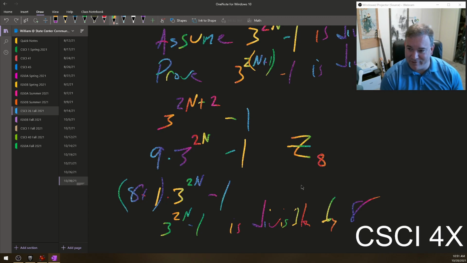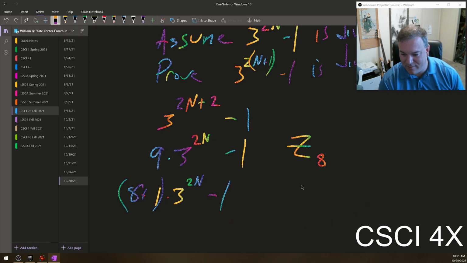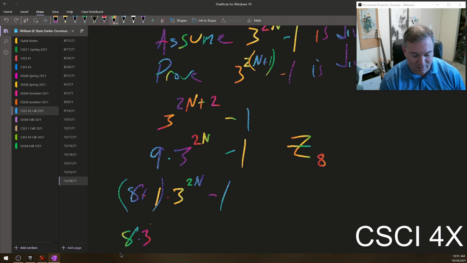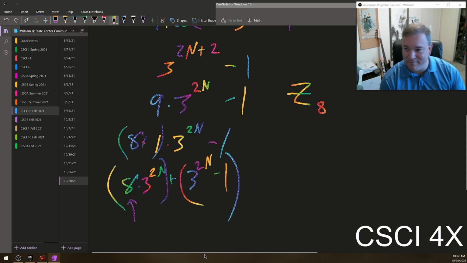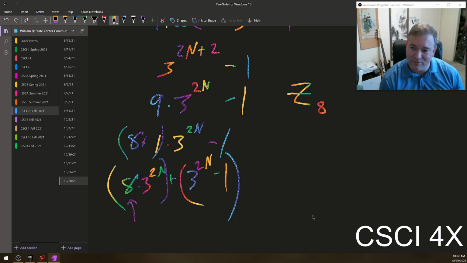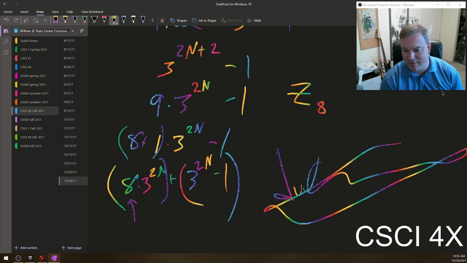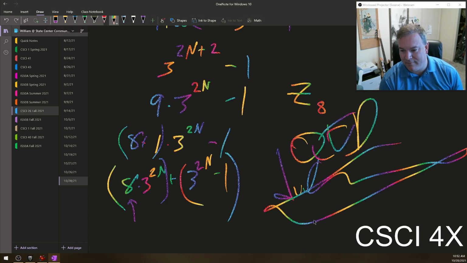Yoxheimer is having his brain explode. Do you see that? I'll show you the non big brain way of doing it. So this would be 8 times 3 to n plus 1 times 3 to the 2n minus 1. We know that this is divisible by 8 because, look, it's got an 8 there. We know that this is divisible by 8 because that's our assumption. Two numbers that are divisible by 8, if you add them to each other, they're divisible by 8. Done. QED. There, it's math.